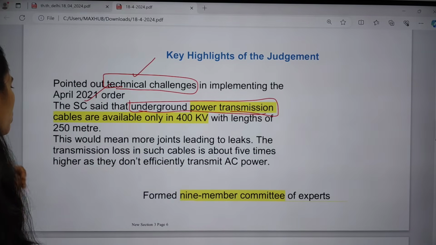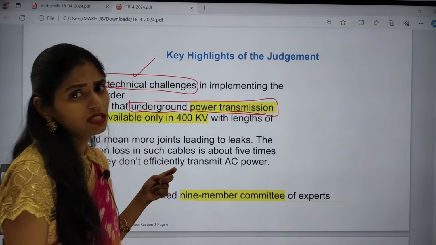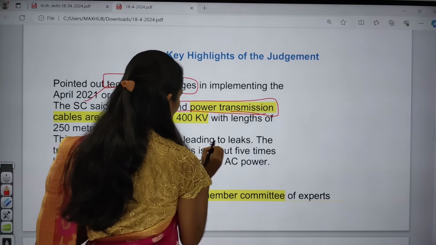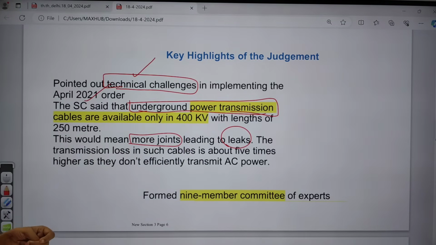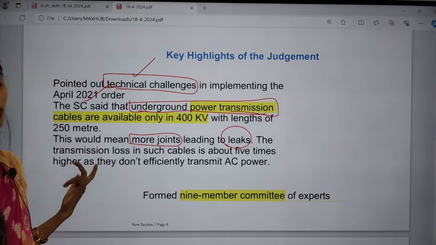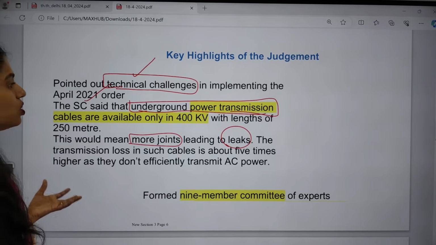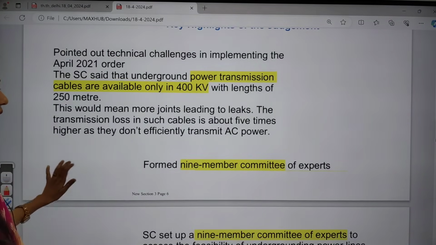But whenever they go for underground transmission lines, there will be more joints. Whenever there are more joints, there will be more leaks, and transmission loss will be about 5 times higher. They will also not provide efficient AC power transmission. So there are some technical challenges in underground power transmission lines.